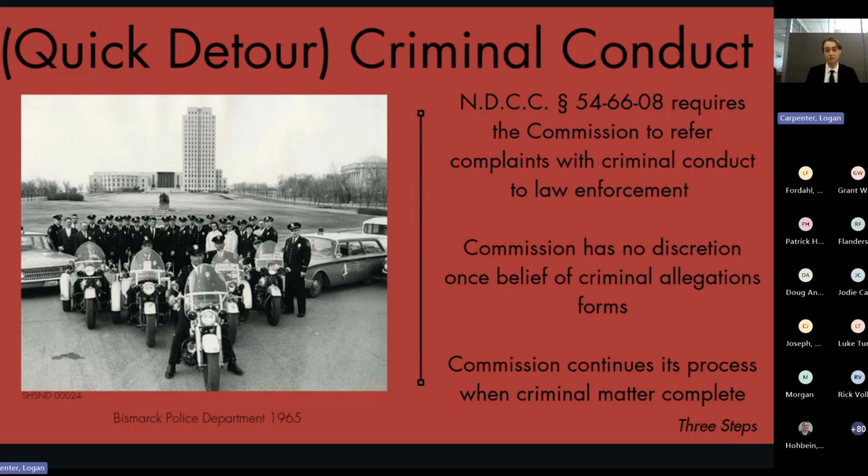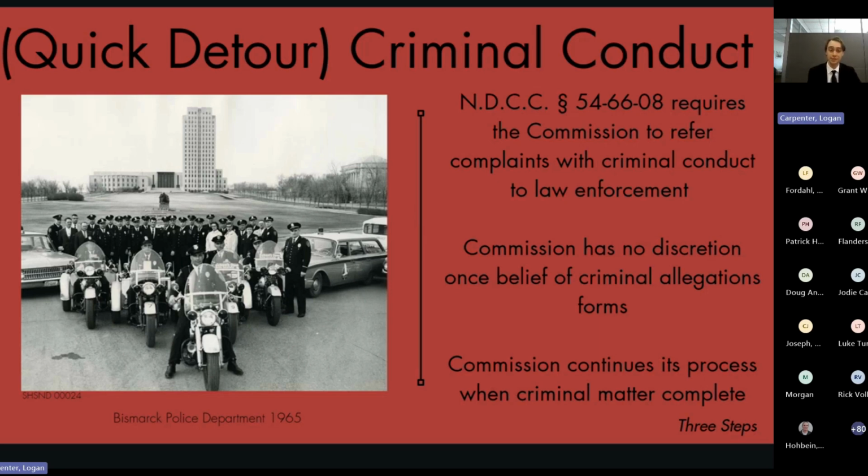I'm going to read the statute to you. It's pretty long, so bear with me. The statute states, quote, if the commission believes a complaint contains allegations of criminal conduct, the matter must be coordinated with the appropriate law enforcement agency with jurisdiction over the offense.